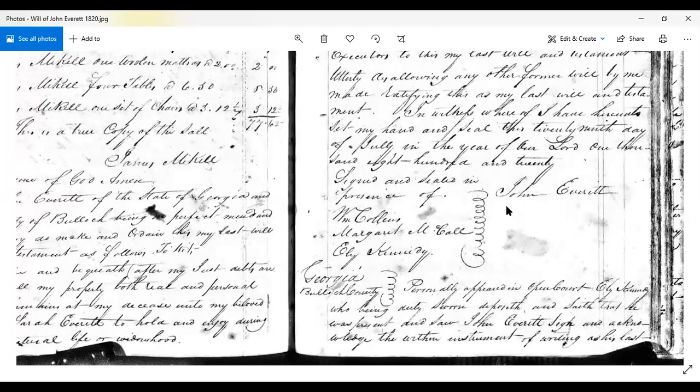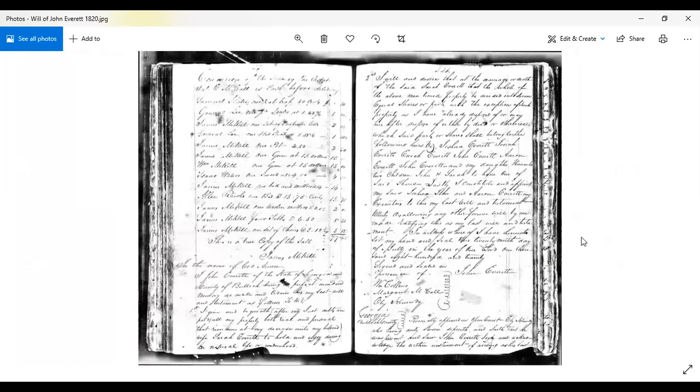And then over here, you'll see where it says John Everett, but it does not show his mark. Even though all of these are written in the same handwriting, which is typically just the probate judge at the time, it would usually say his mark if that's how they had to sign it. So by it not denoting that, it would indicate that he was literate.